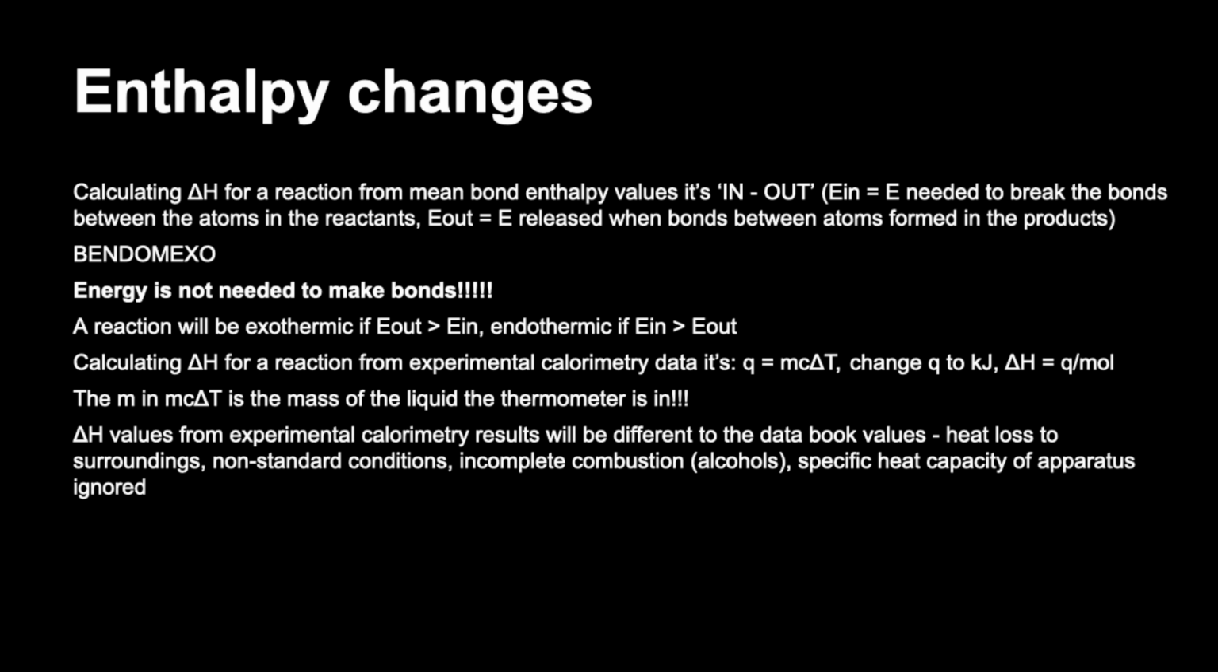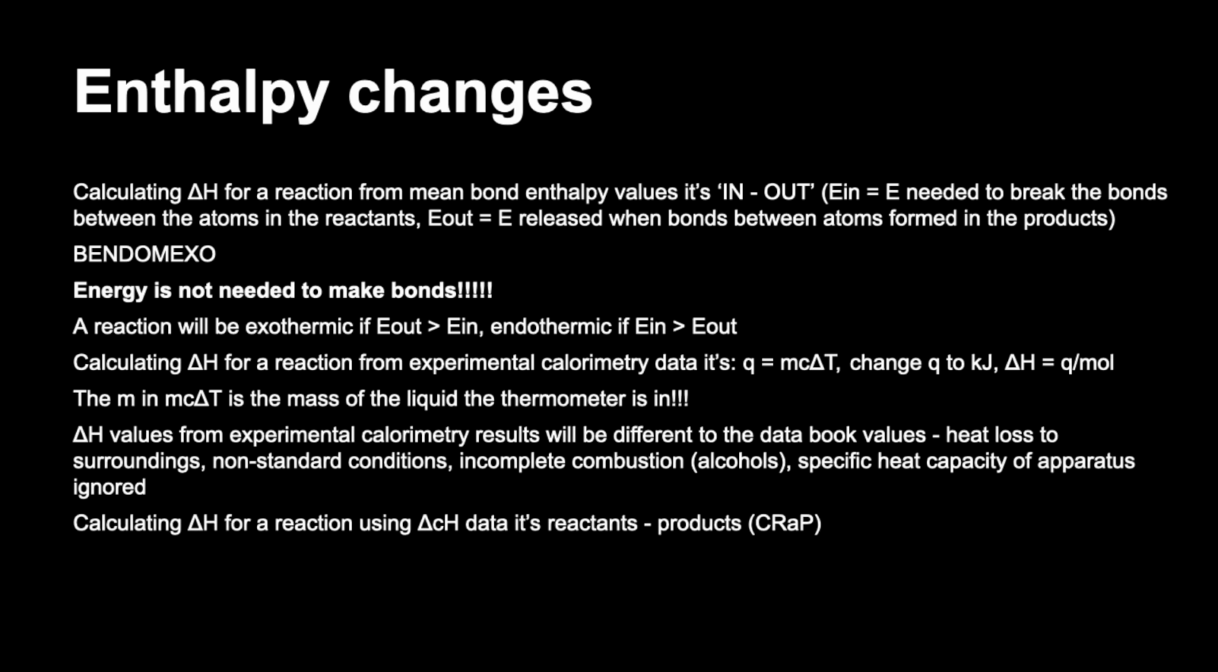Delta H values from experimental calorimetry results will often be different to the data book values. They're often a lot lower, and that's due to heat loss to the surroundings, the reaction not being carried out in standard conditions in the lab, incomplete combustion if you are combusting alcohols, and the specific heat capacity of the apparatus has been ignored.